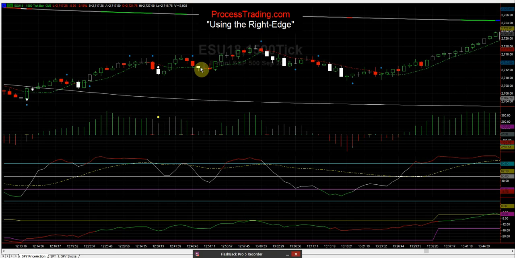Then we have a minor pullback right here where demand really is weak, but there's no supply. Even though momentum went down, crossed through the midline, and is heading towards the lower bound, no supply showed up. So prices then continue on up.